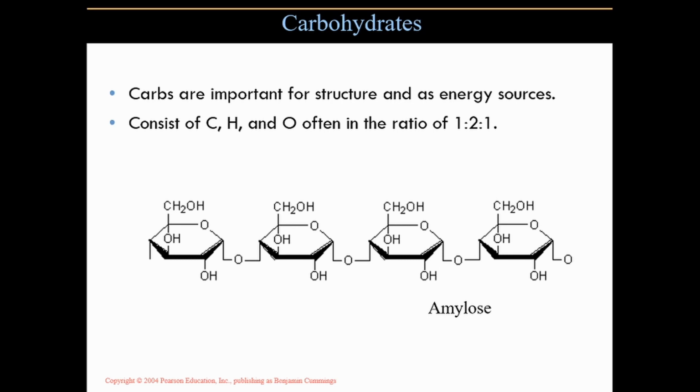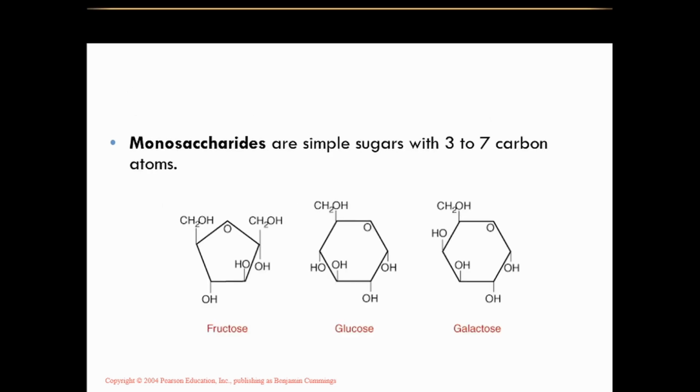So carbs are important for structure and to be used as energy sources within cells, and they consist of just 3 elements, carbon, hydrogen, and oxygen, often in the ratio of 1 to 2 to 1. It doesn't have to be exactly 1 to 2 to 1. Like in the case of glucose, it is exactly 1 to 2 to 1. You have 6 carbons, 12 hydrogens, and 6 oxygens, and that reduced ratio is 1 to 2 to 1. Amylose is a large carbohydrate. It's a repeating unit of glucose. So in this case, glucose becomes the monomer that's being joined together to build up polymers, and we have the carbohydrate amylose.